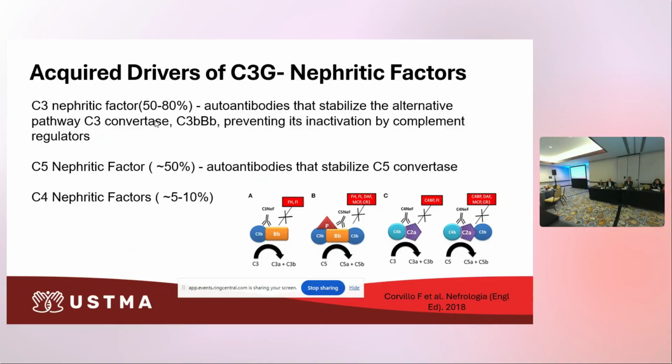I know we're having a talk later, so I'm not going to spend time on nephritic factors, but really nephritic factors are just autoantibodies that stabilize the alternative pathway C3 convertase, which is C3bBb, preventing its inactivation by the complement regulators. So really the alternative complement pathway is going into overdrive mode because the C3 convertase is being stabilized. It's not being degraded, or it's not able to be regulated by the negative regulators of that enzyme. And then there are C5 and C4 nephritic factors as well.